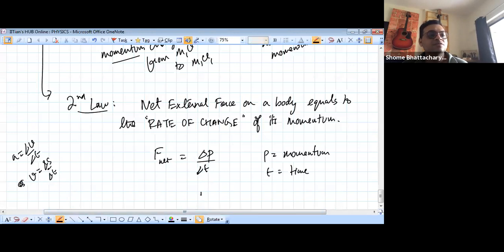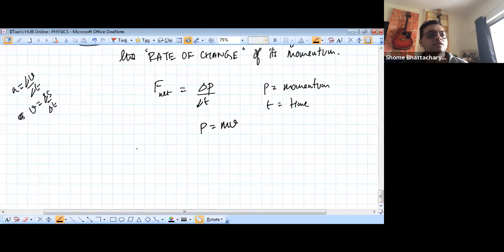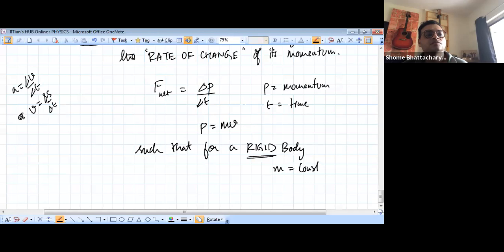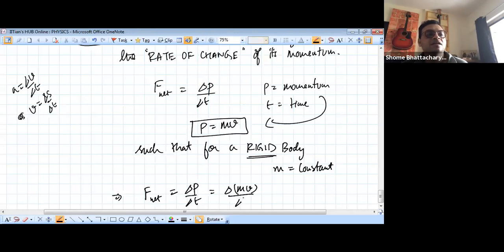So now we know momentum is equal to mass into velocity. For a rigid body, something which is not changing shape and size, the mass m is constant. So next, if net force is equal to change in momentum divided by change in time, it will become change in mass into velocity. That is what linear momentum is. This is the term momentum.